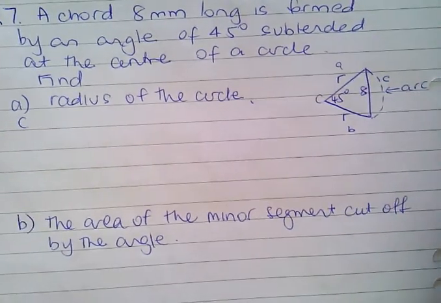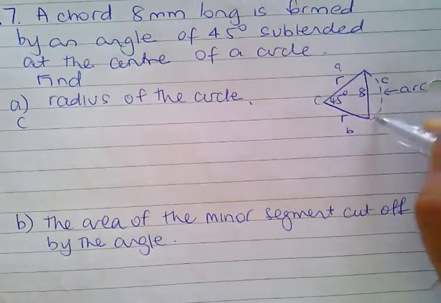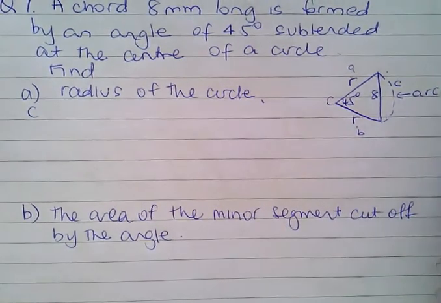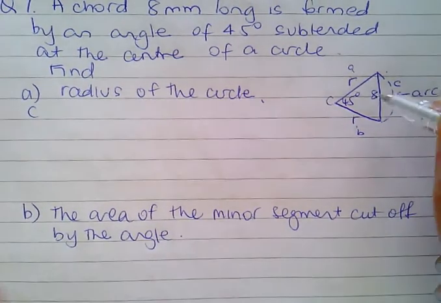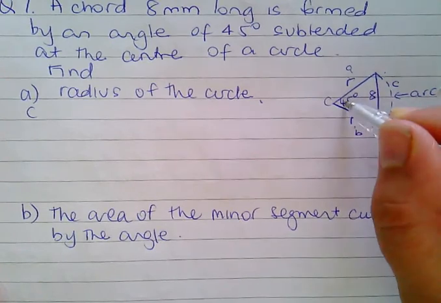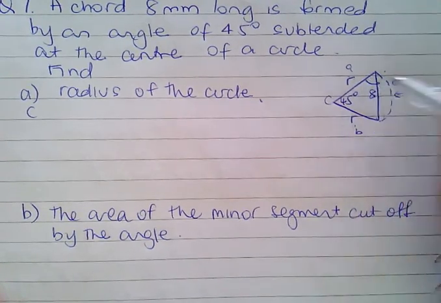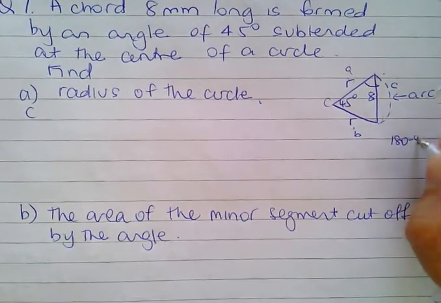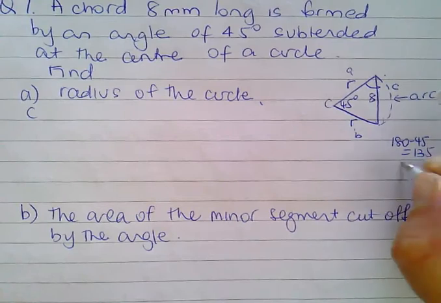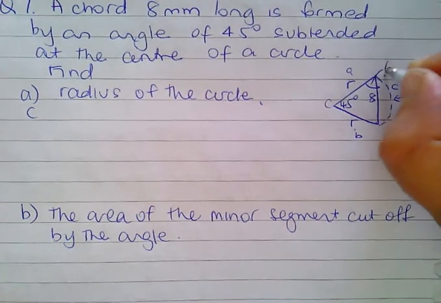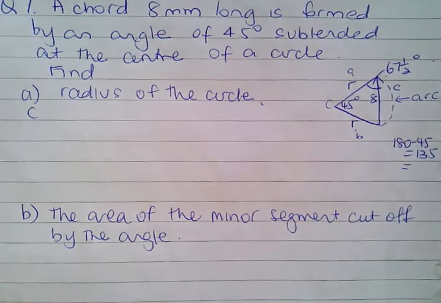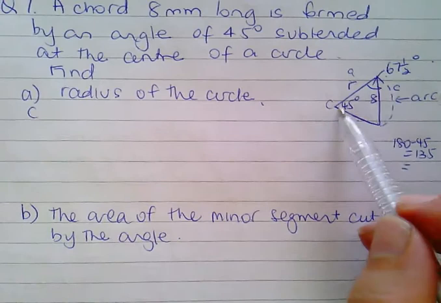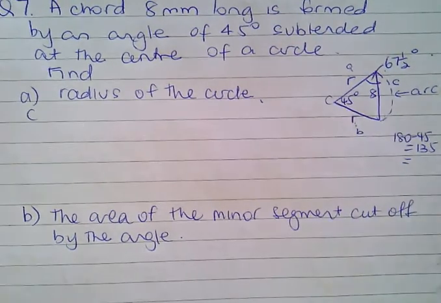The other thing we could use is the sine rule, because we know this is an isosceles triangle, because they're both equal radii. So if I want to use the sine rule, I would go 8 over sine 45 equals whatever this angle is. Now I can work out what that angle is. So I would go 180 minus 45 is 135, and divide that by 2, and that would be 67.5 degrees. So I could go r over sine 67.5 degrees equals 8 over sine 45. That's one way of doing it.